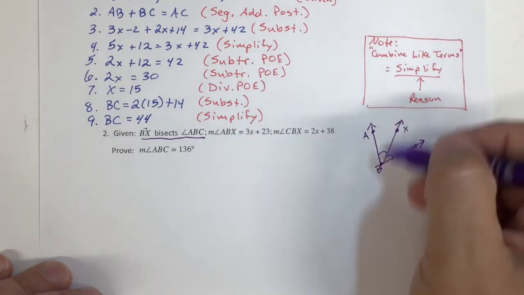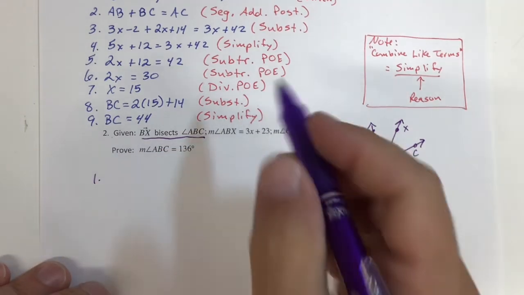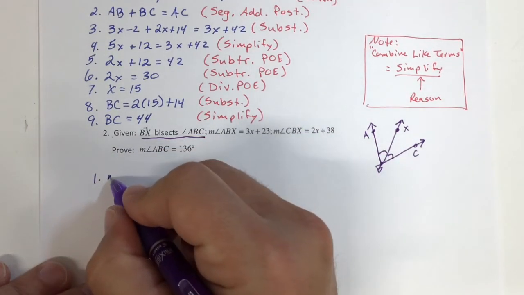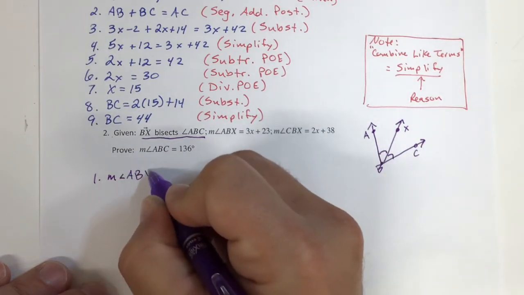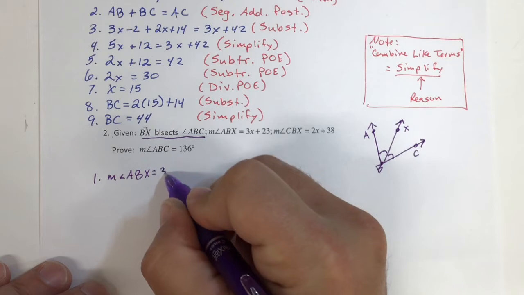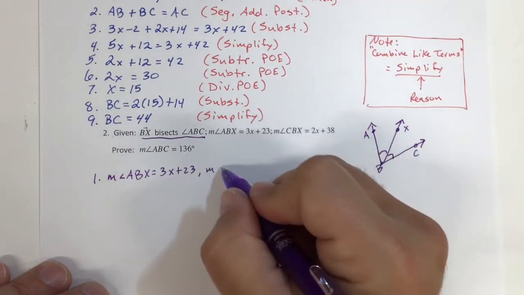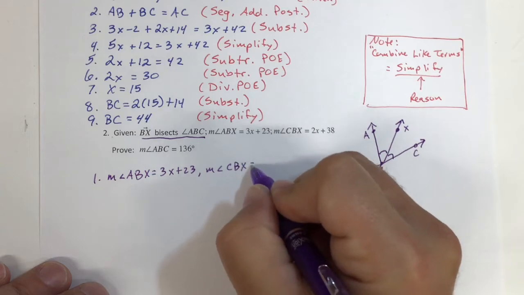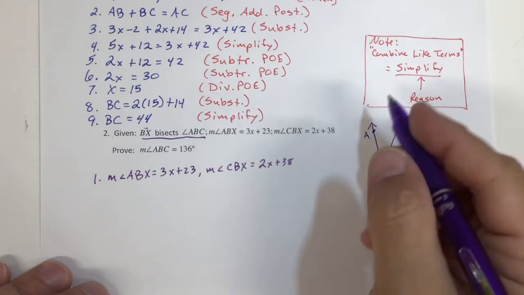Okay. And so we're going to use that diagram in a minute, but the first thing we're going to do for our proof is write down the rest of our given, exactly as it's given to us. Measure of angle ABX is 3x plus 23. Measure of angle CBX is 2x plus 38. And that's all we are given.